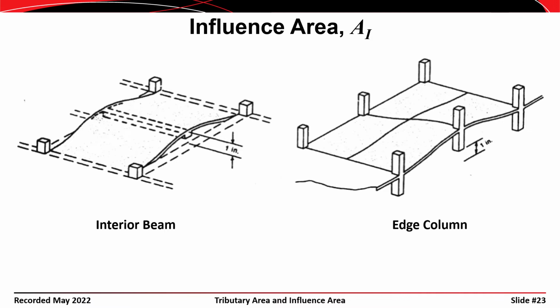So that means that if we put a load anywhere on the influence area, then the beam is going to feel it. It's different than the tributary area. We could put a load on the influence area that isn't part of the tributary area. Let me go to the next slide to try and illustrate a little bit better.